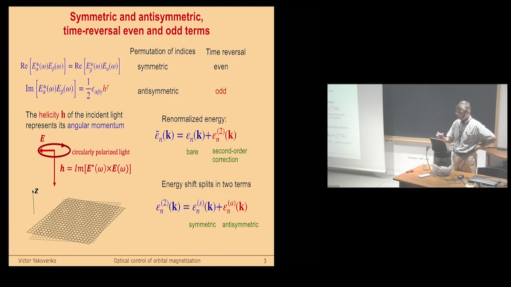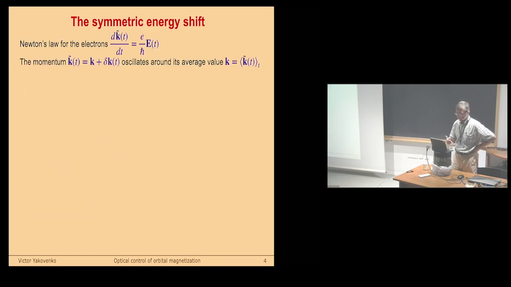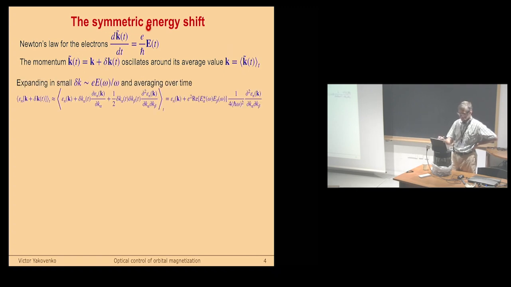So now let me explain, separately on 2 slides, the origin, qualitatively, of symmetric and antisymmetric energy shifts of the electrons in the presence of light. So, symmetric energy shift. This is very simple. Let's just use Newton's equation of motion. This is the time derivative of momentum. So if you apply an electric field, it applies force. Force produces a time derivative of momentum. And this is an oscillating electric field. So the momentum of the electron would oscillate around some equilibrium value with small amplitude, around some average value. And it follows from this equation of motion that the amplitude of oscillation in momentum space is basically proportional to the electric field divided by frequency, omega, because it's a time derivative.